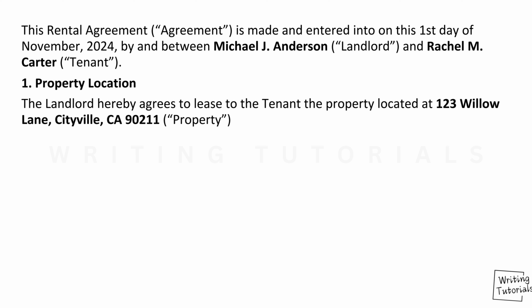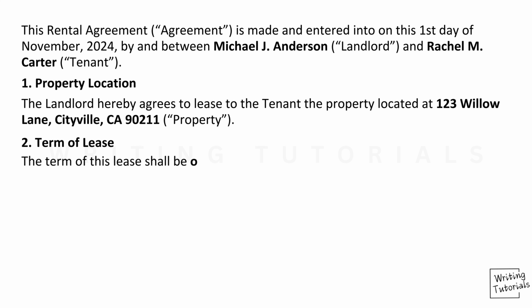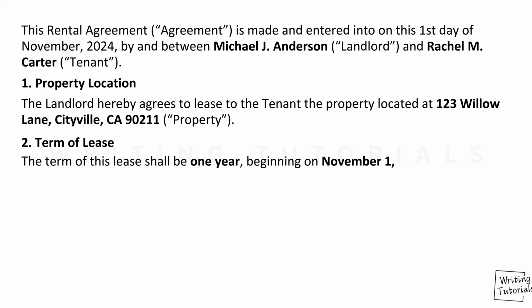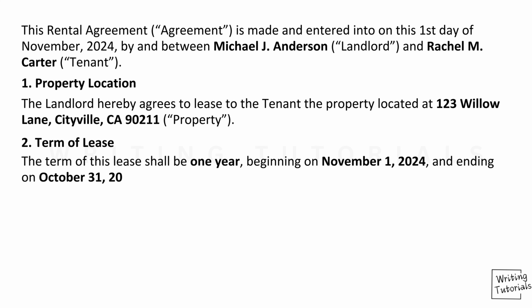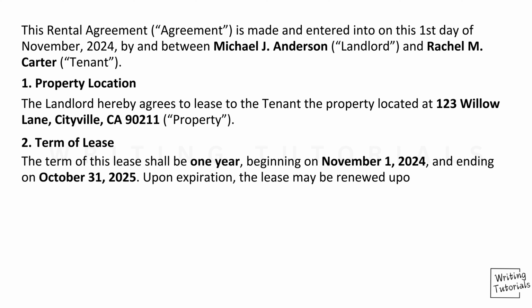Specifying the lease term. Now, onto the lease term section. This part spells out how long the lease is valid. For example, our sample lease is for 1 year, starting from November 1st, 2024, to October 31st, 2025. Specifying the dates helps prevent misunderstandings about when the tenant can move in and when they're expected to leave if the lease isn't renewed. You could also include terms for renewal here if that's an option.